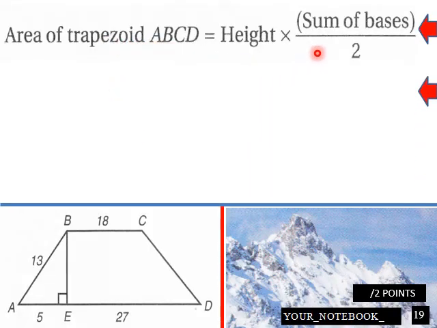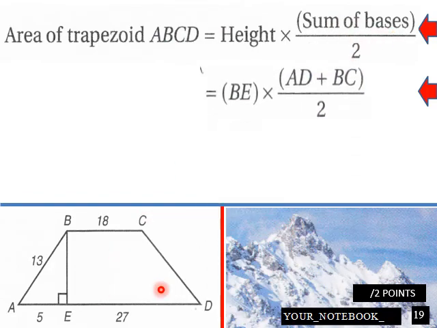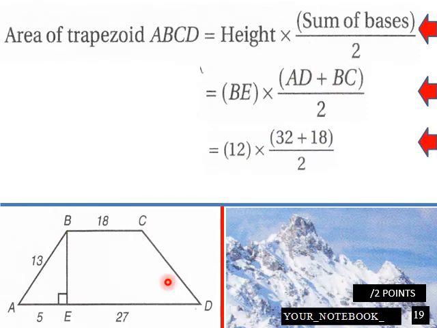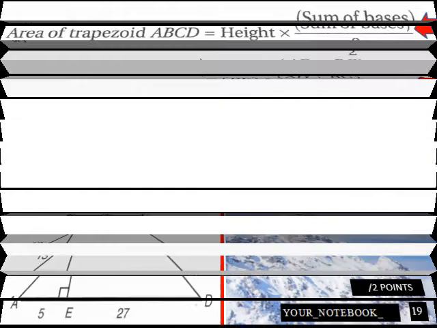So the area of a trapezoid, here's our formula here: height times the sum of the bases over 2. So BE, here's our height, times AD plus BC, equals 12 times 32 plus 18 over 2, which would be 300 here.